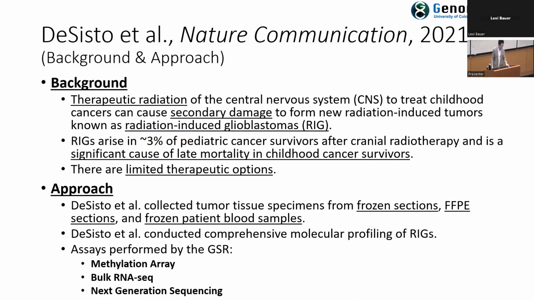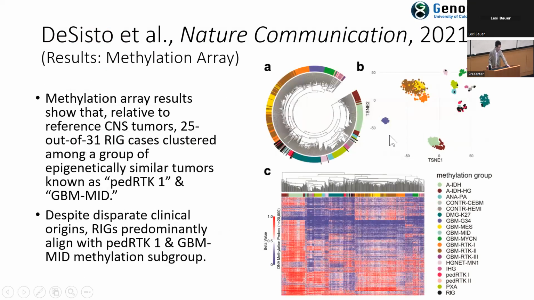And so the approach that DeSisto et al. took was to collect tumor tissue specimens from fresh frozen sections, FFPE sections, and frozen patient blood samples. And then they proceeded to conduct comprehensive molecular profiling of these RIGs, okay? And like I said, the assays that were specifically performed by the GSR were methylation array, bulk RNA-seq, and next-gen sequencing. And essentially, here are some of the results that they got.